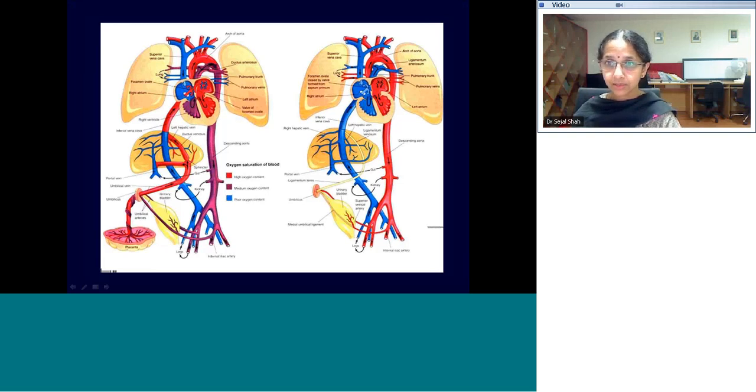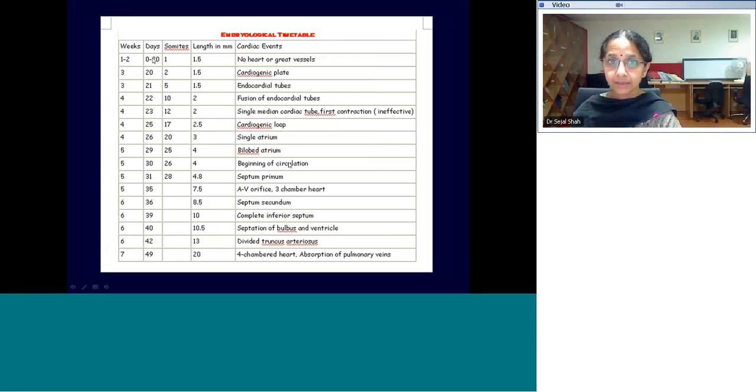In this table, which is called an embryological table, lots of things are happening together. Things start at 3 weeks. As we can see in this table, the cardiogenic plate comes at 3 weeks, forms the endocardial tubes, there is fusion of the endocardial tubes, and then the first contraction starts by the 4th week. You have the cardiac looping developing, and then you have a bilobed atrium.